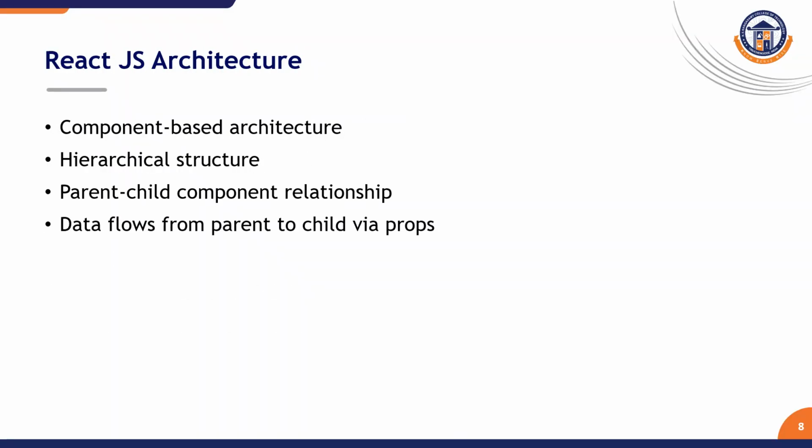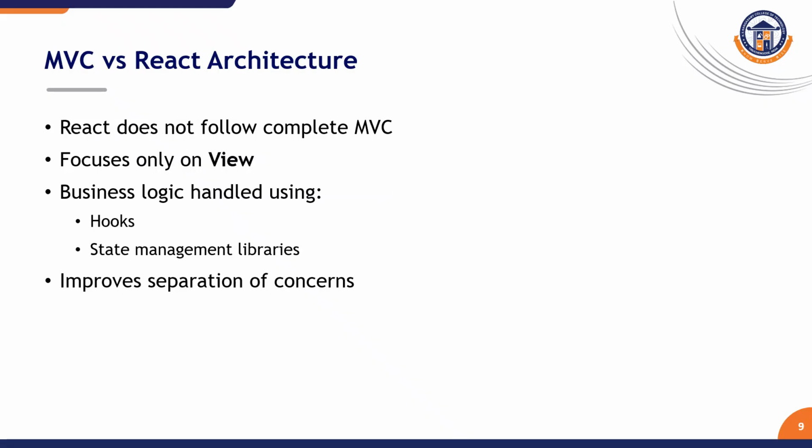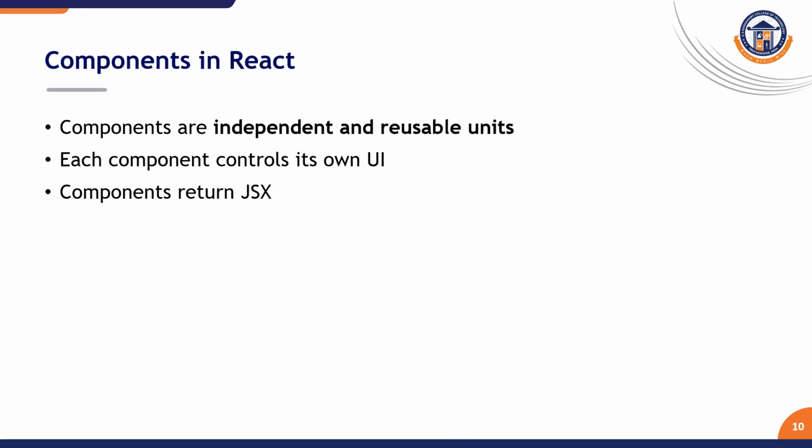React.js architecture: component-based architecture, hierarchical structure, parent-child component relationship, data flow from parent to child via props. MVC versus React architecture. React does not follow complete MVC. It focuses only on view. Business logic is handled using hooks and state management libraries. It improves separation of concerns.